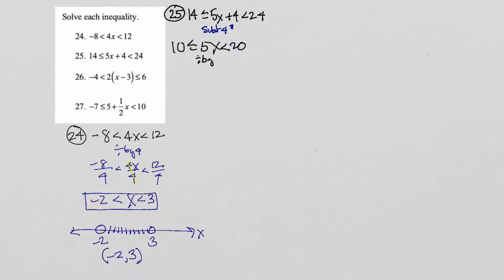Now we're going to divide by 5. Now, alert, we're dividing through an inequality, but by a positive number, so no symbol direction changes. So divide by 5. 10 divided by 5 is 2, less than or equal to x, strictly less than 20 divided by 5 is 4. There we go.